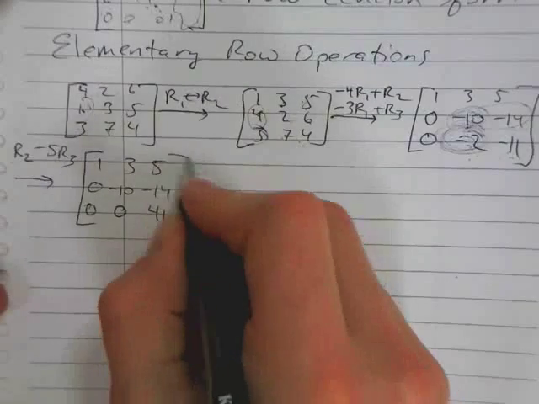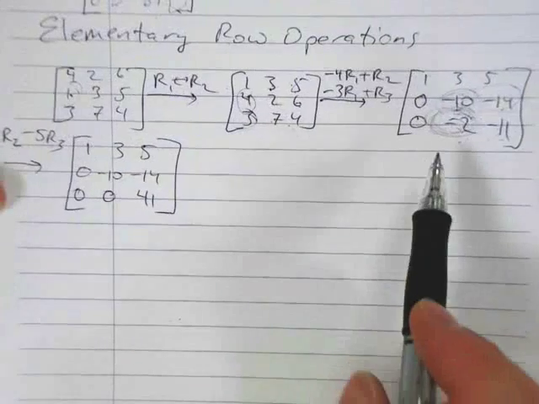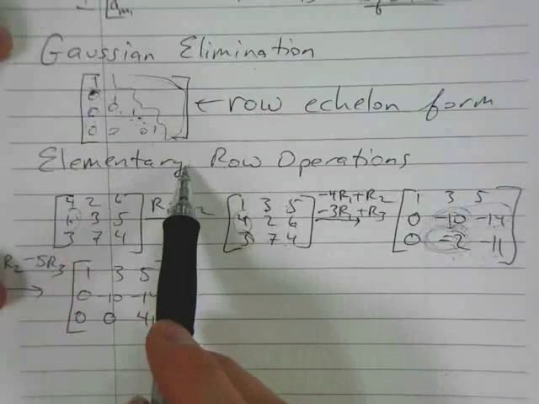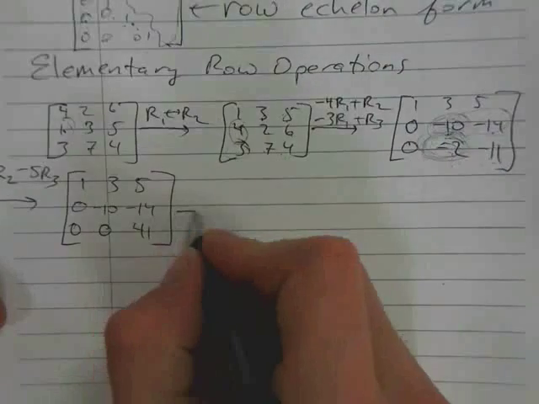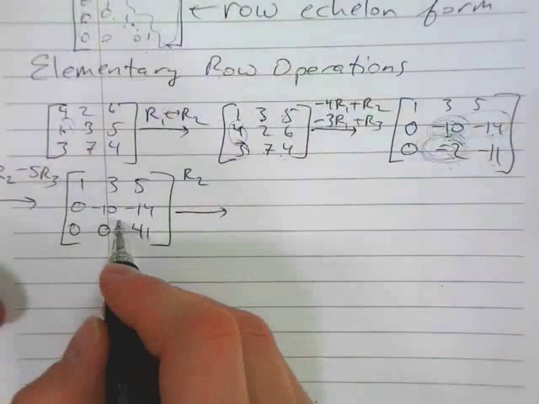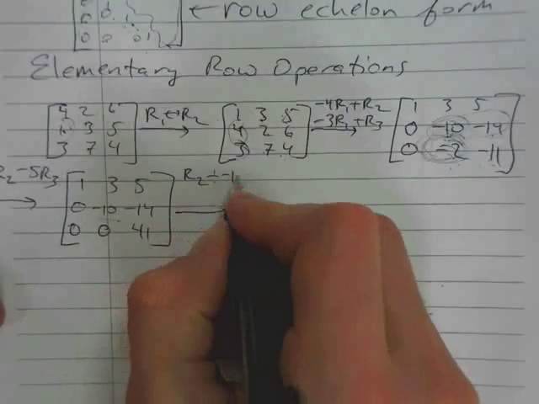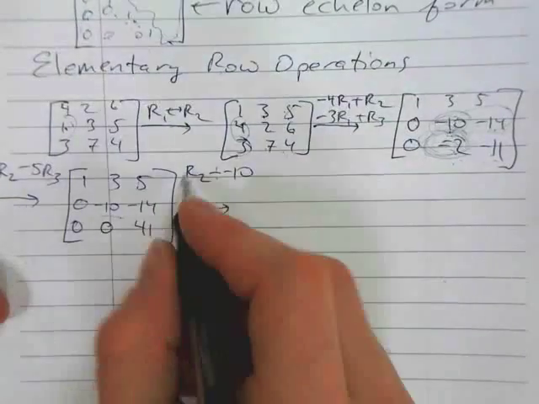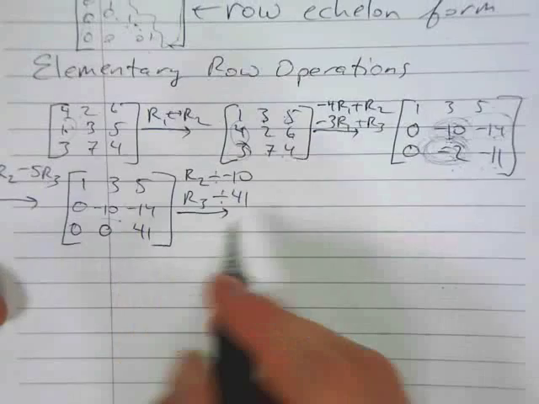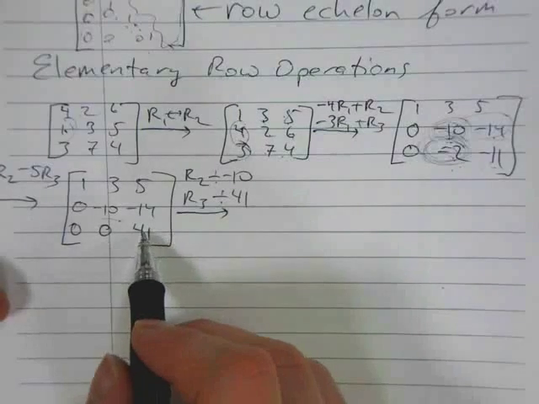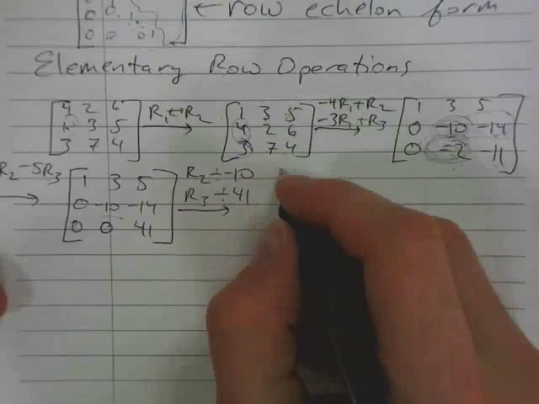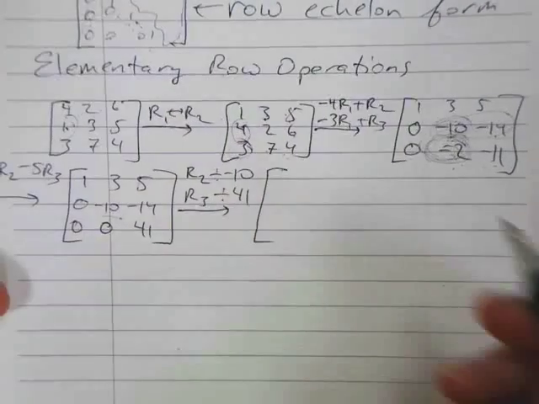All right. And then our last step to put this into row echelon form is that we need to have 1s on the diagonal. So in order to get 1s on the diagonal, I need to take row 2 and divide it by negative 10. And I also need to take row 3 and divide it by 41, which might be troublesome if we had any other entries in that row other than the 41. But dividing by 41, since there are no other entries, it's not a problem.